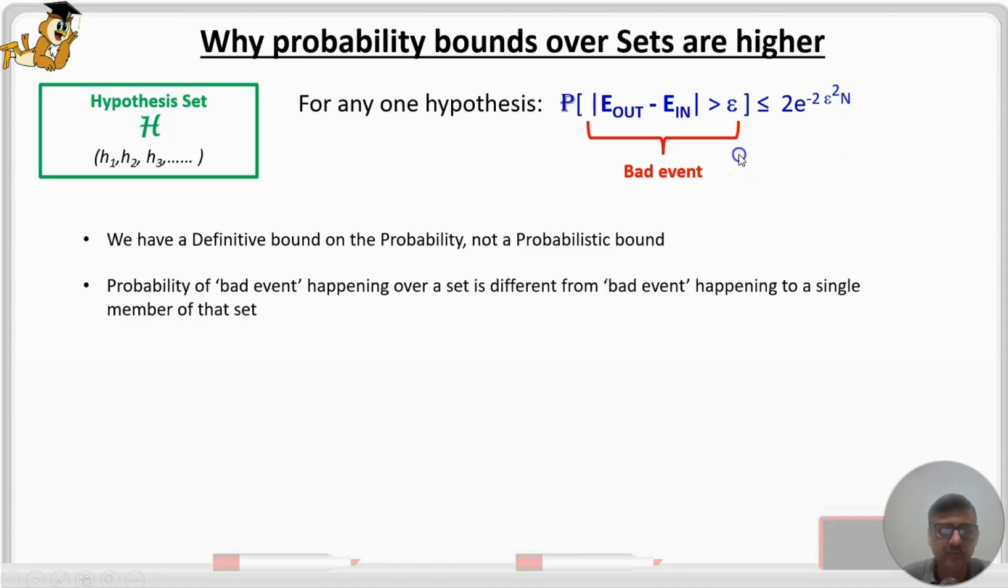Number 2, the probability of a bad event happening over a set is different from a bad event happening to a single member of the set. Because the set has multiple members in it, there is clearly a difference between a bad event happening over a set vis-a-vis a bad event happening to a single member of that set.